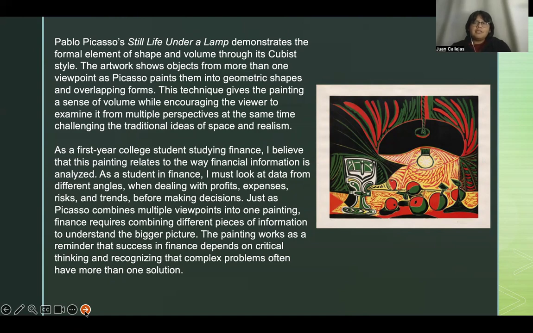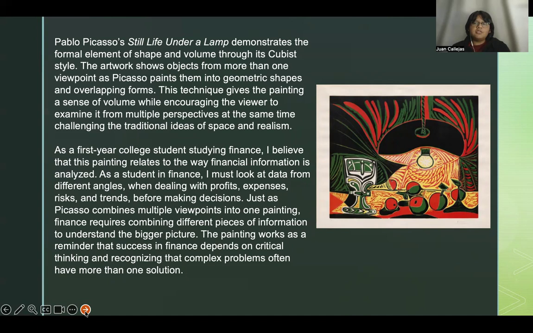Pablo Picasso's Still Life Under a Lamp demonstrates the formal element of shape and volume through its cubist style. The artwork shows objects from more than one viewpoint as Picasso paints them into geometric shapes and overlapping forms. This technique gives the painting a sense of volume while encouraging the viewer to examine it from multiple perspectives at the same time, challenging the traditional ideas of space and realism.